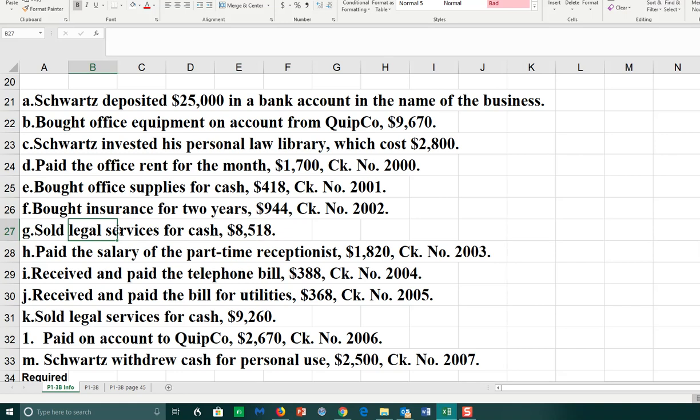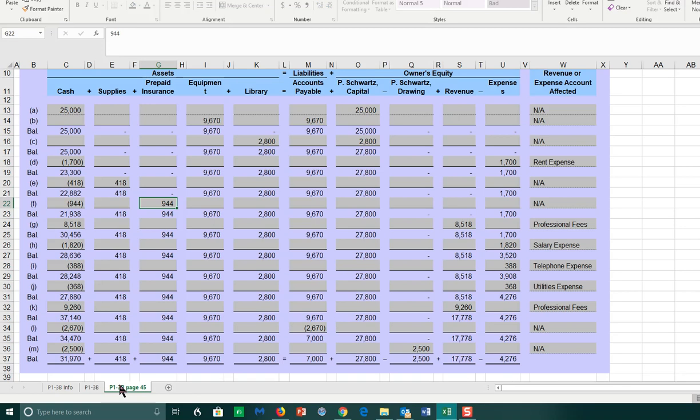$8,518. And so we are going to show that the business received an increase in its cash and what the money was received for. It was received for services provided, which is revenue. And so we show that our cash went up, increased by $8,518, and that revenues increased by $8,518. Again, remember, revenue will increase the owner's equity, but for now we are recording it in a separate account called revenue.